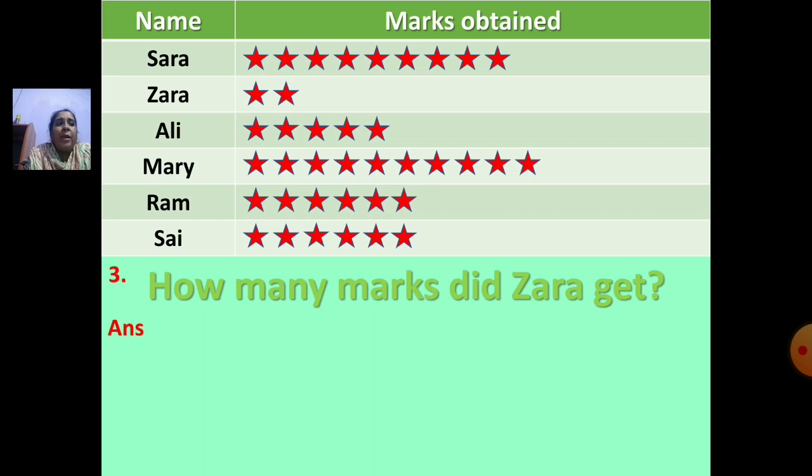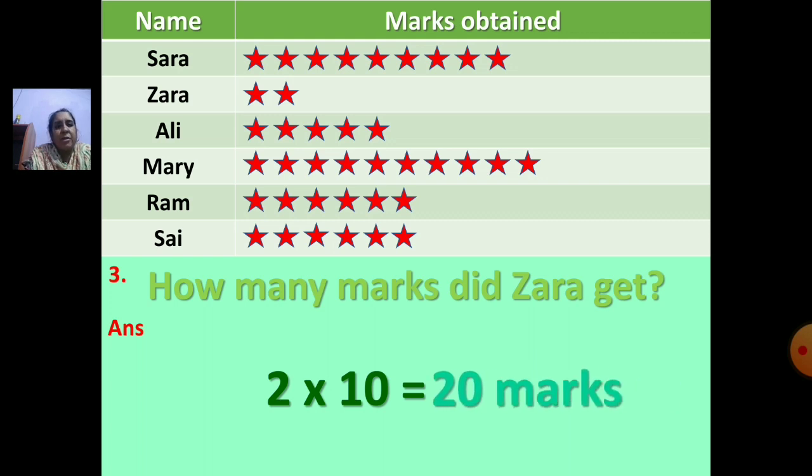Now, how many marks did Zara get? Now, how many stars you can see in front of Zara's name? Only 2 stars, right? So, 1 star stands for 10 marks. So, how many marks did Zara get? How you will find out? 2 multiplied by 10. 2 tens is how much? 20 marks. How many marks did Zara get? 20 marks in maths. Okay?